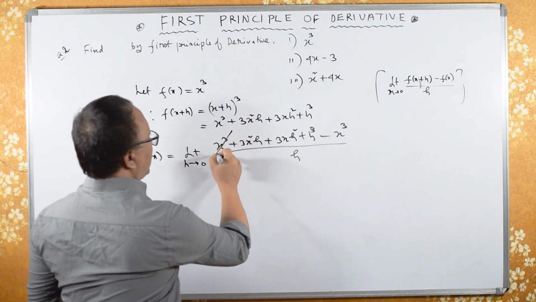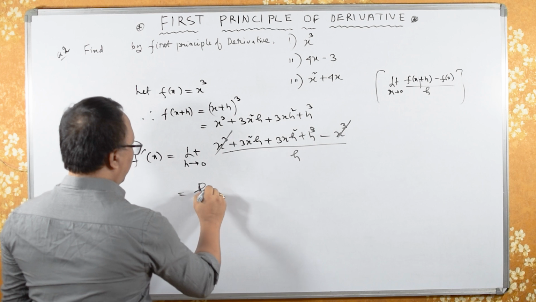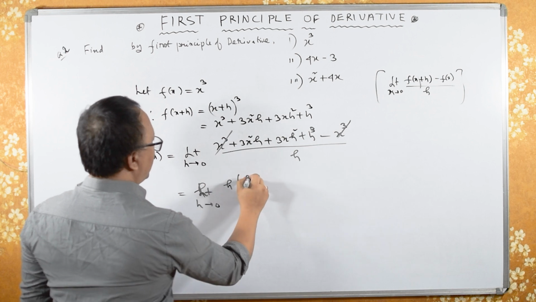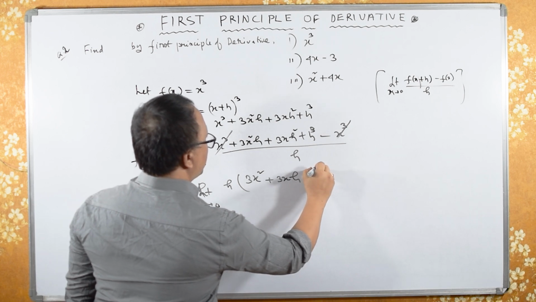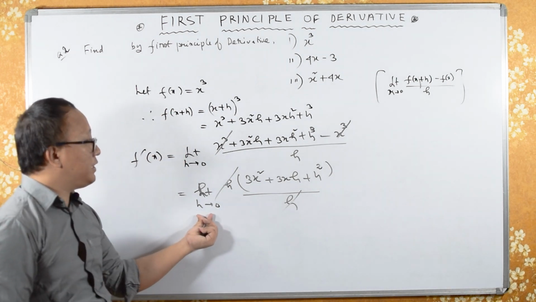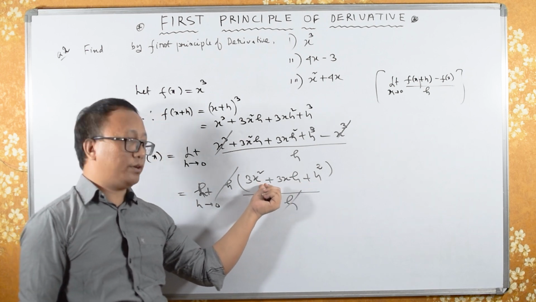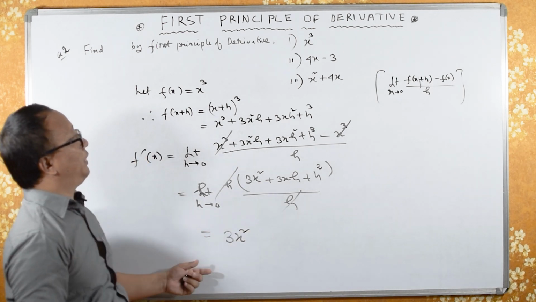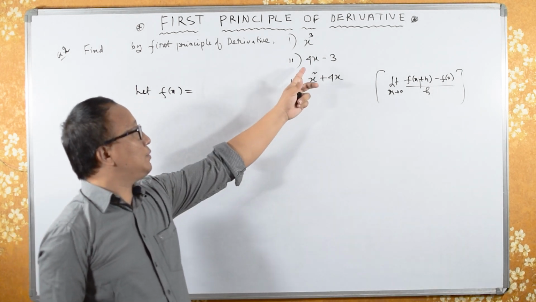Now x cube gets cancelled, and from here also I can take h common. Limit of h tends to 0. If I take h common, then what will I have? 3x square plus 3x h plus h square upon h. This h gets cancelled. When h tends to 0, this term will be 0, this term will be 0. Zero plus zero, what will I have? This is free from h, so since it is free from h, I will be getting 3x square. This is the required answer. Okay, now next is what?